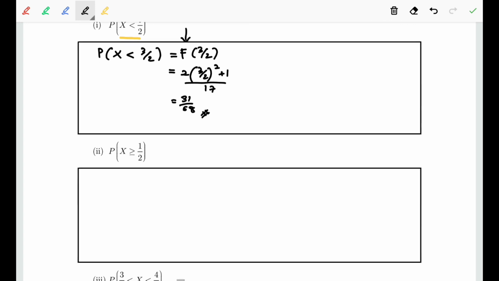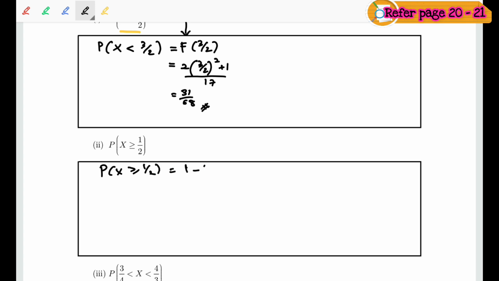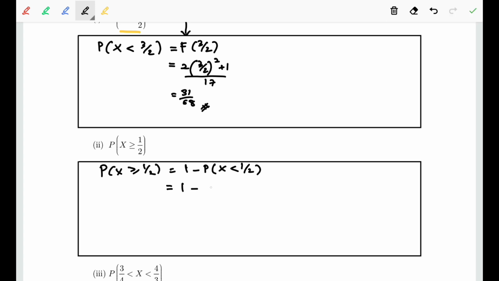Right, so then proceed next. The next question asks to find the probability of x greater or equal than half. So you have to do something on that before using the CDF function. We need to change it a bit. So P of x greater or equal than half equals 1 minus P of x less than half. So then we are going to use the CDF. So it equals 1 minus capital F of 1 over 2. So we are going to substitute 1 over 2 into the correct function of the CDF.